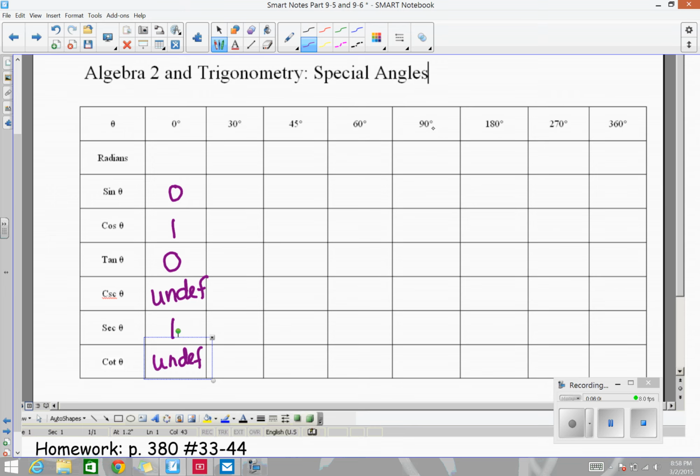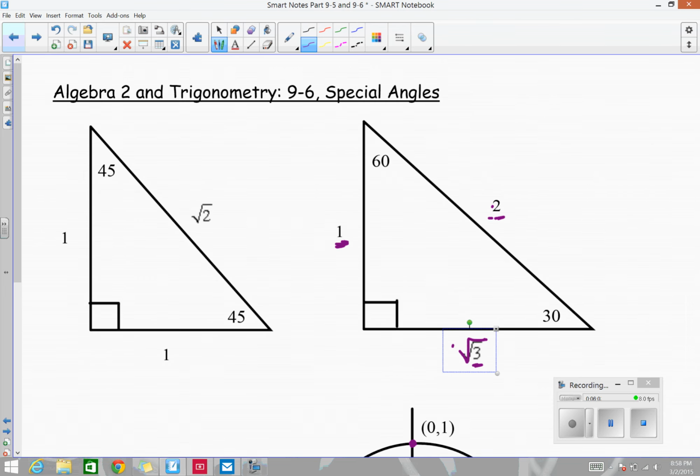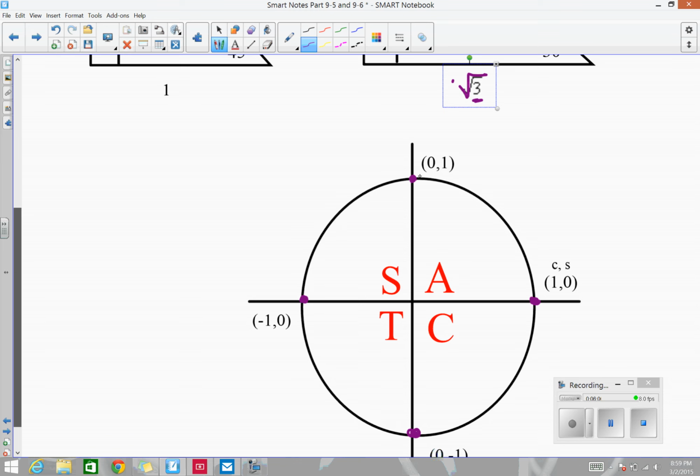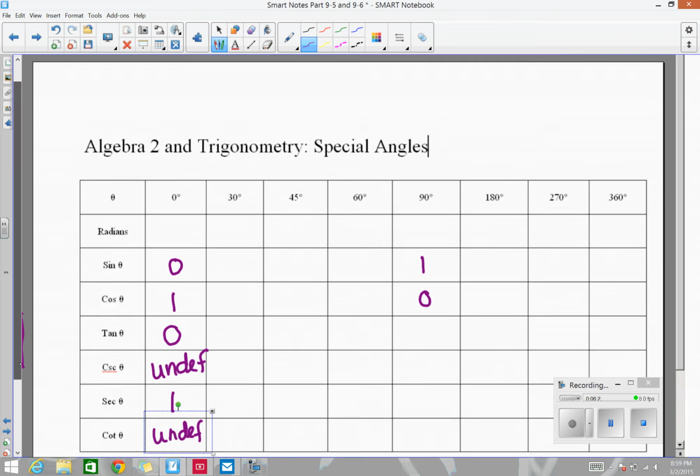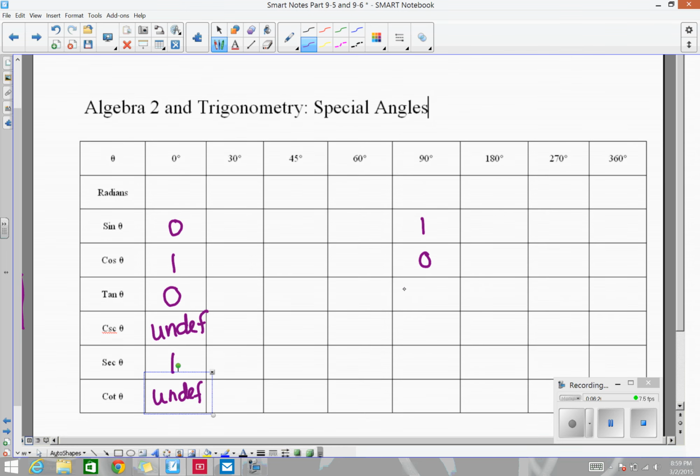Skip the 30, the 45, the 60. Let's go to 90. Back to your circle. 90's up here. Sine is 1. Cosine is 0. We can do the same thing. So we're at our 90. Skip your radians. So sine was 1. Cosine was 0. Well, what's tangent? Tangent is sine over cosine, 1 over 0, which is undefined. Cosecant, reciprocal of sine. Reciprocal of 1 is 1. Secant, reciprocal of 0 is 1 over 0, undefined.